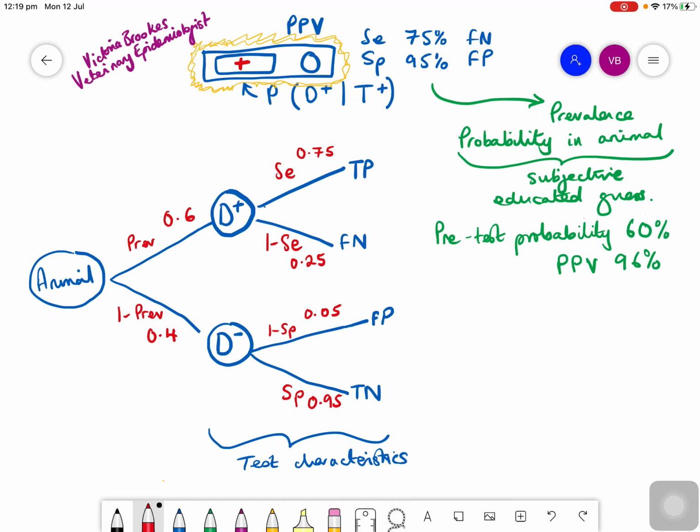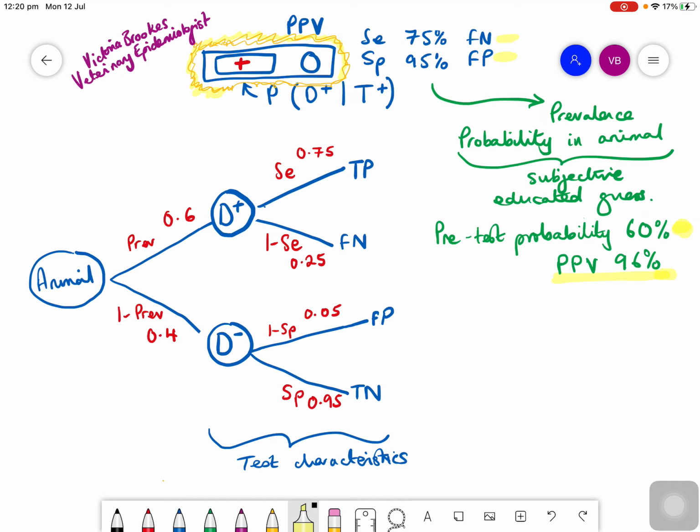In a previous video, we looked at the positive predictive value of our positive test result, given that our test characteristics, our sensitivity and specificity, were 75% and 95%, and our pre-test probability was 60%. In that situation, we found that our positive predictive value was 96%. So we'd gone from thinking that we might have a 60% chance of disease in our animal to thinking, okay, it's 96% given the positive result of this test.